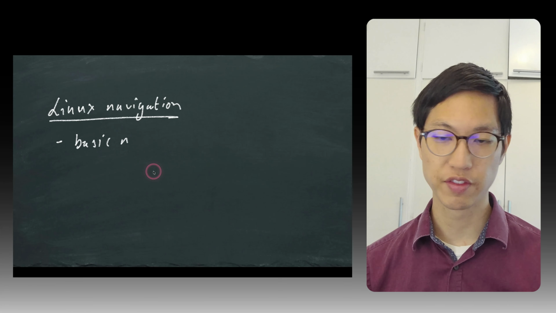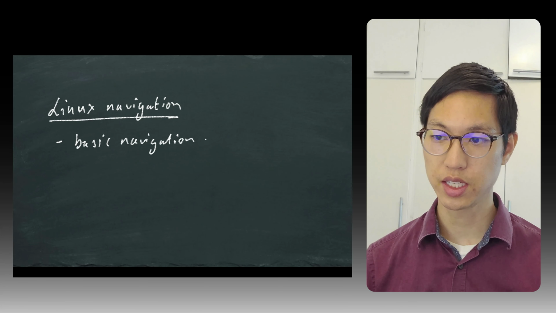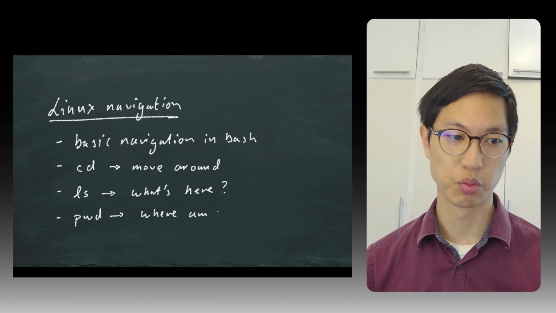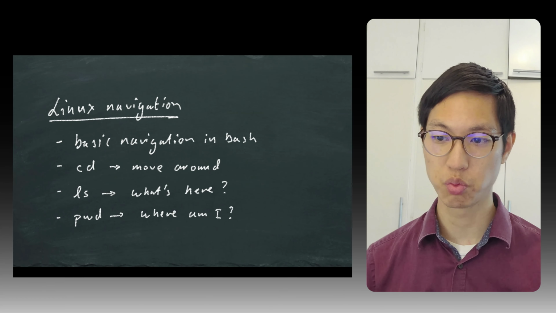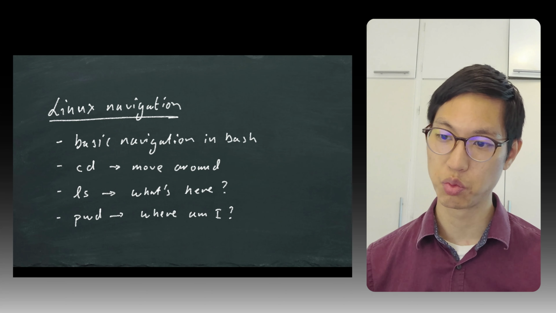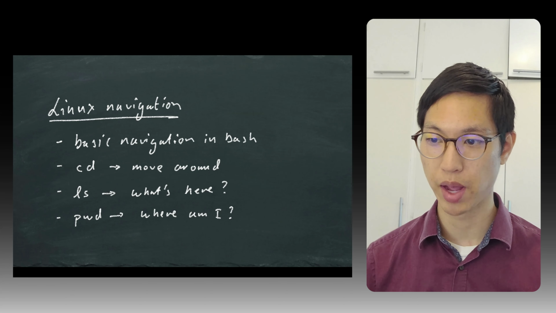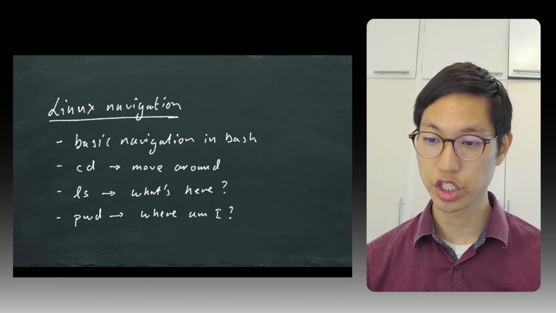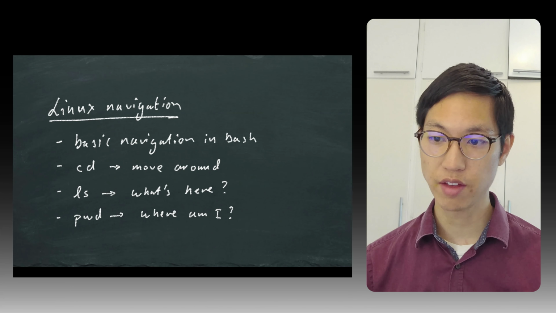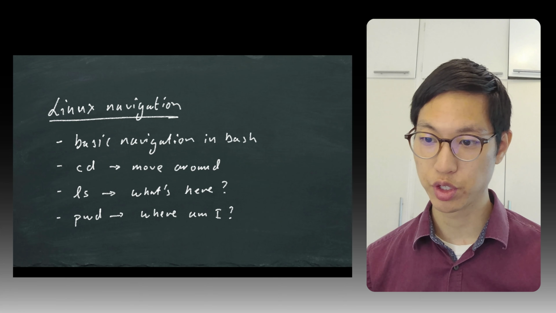In Linux navigation, we have basic navigation in bash. We have cd to move around. We have ls to see what's here, so to list the files. We have pwd to see where we are, so where am I. So cd to change directory, to move around. Here we will try changing to relative paths, and we'll change to an absolute path.